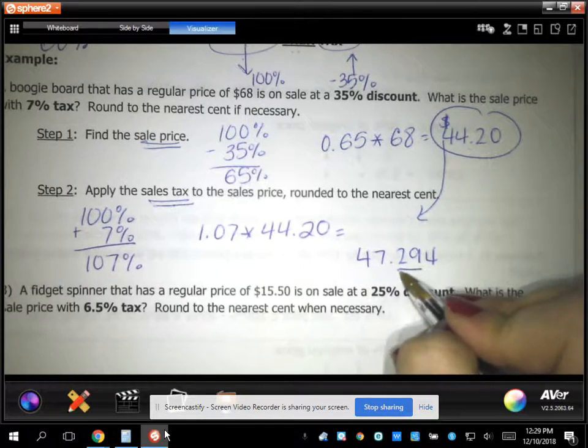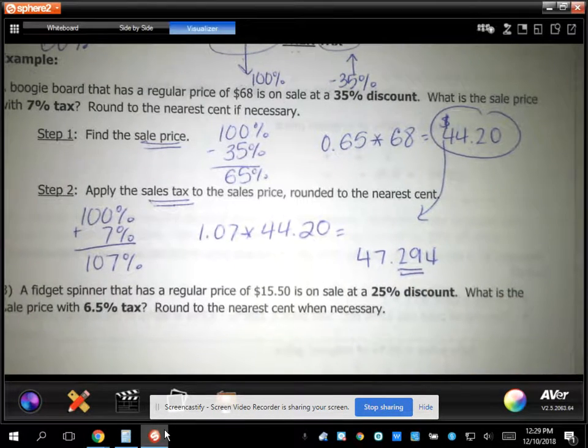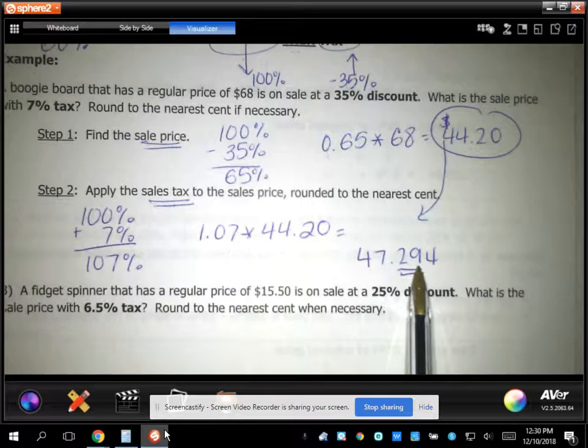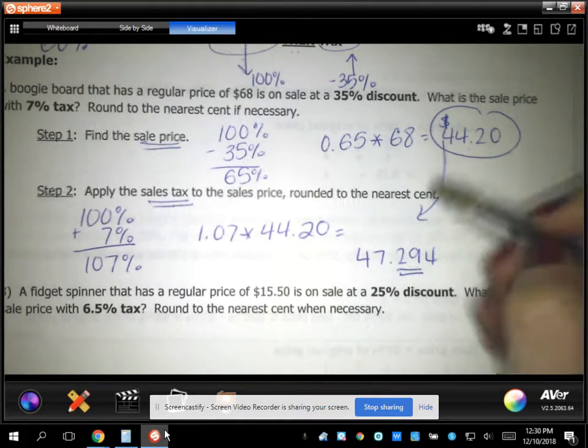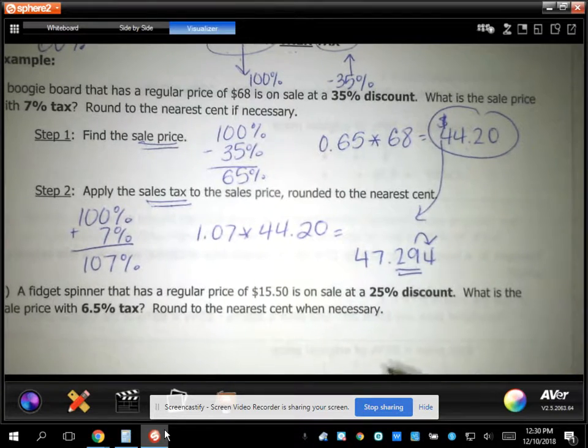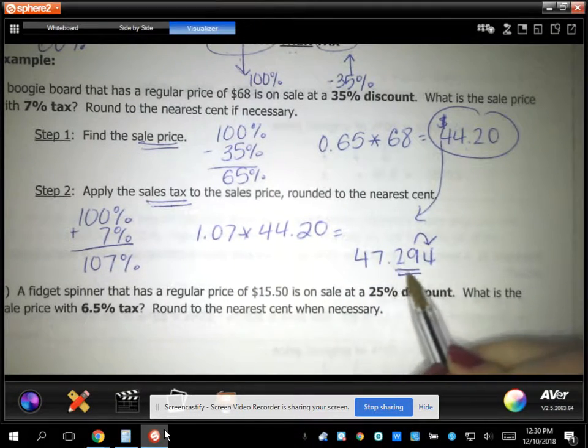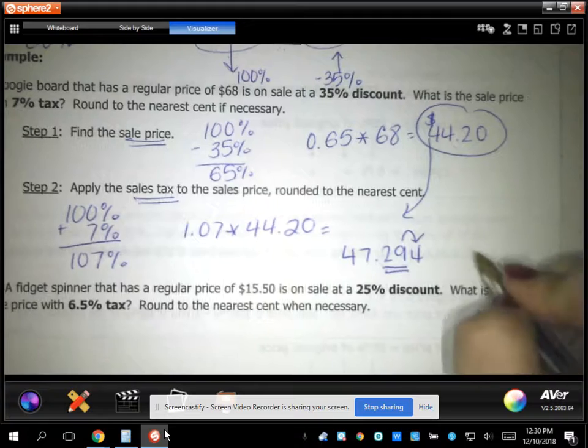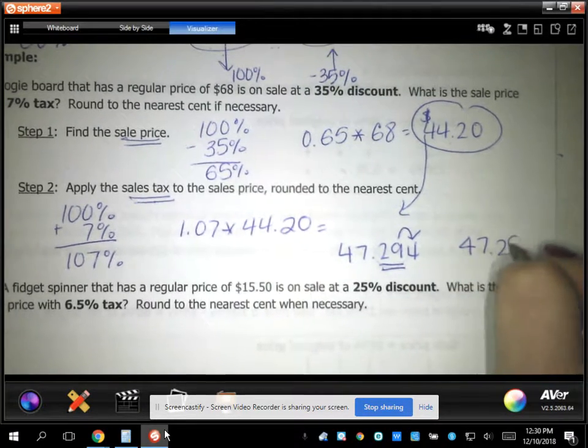Now we have to make this into money. Money only goes 2 digits behind the decimal. So would this be $47.29, or should I round it up to 30 cents? Well, the next number over is a 4 below. If it was 5 or above, I would move this up to 30, but it's 4 below, so I'm going to keep it $47.29.